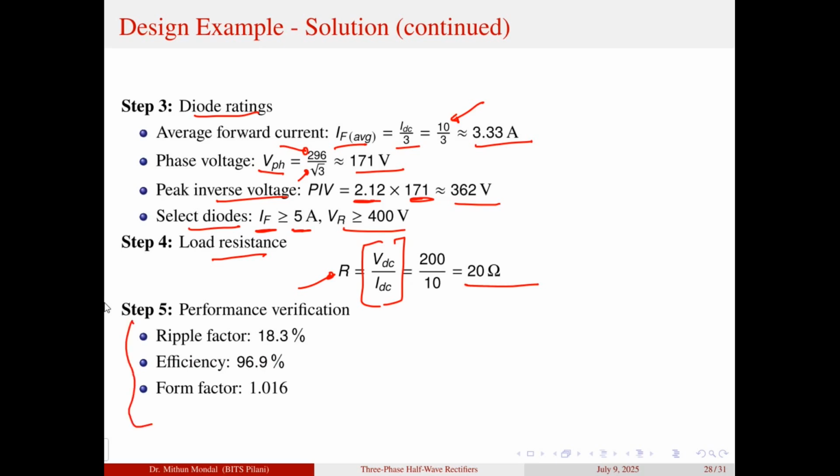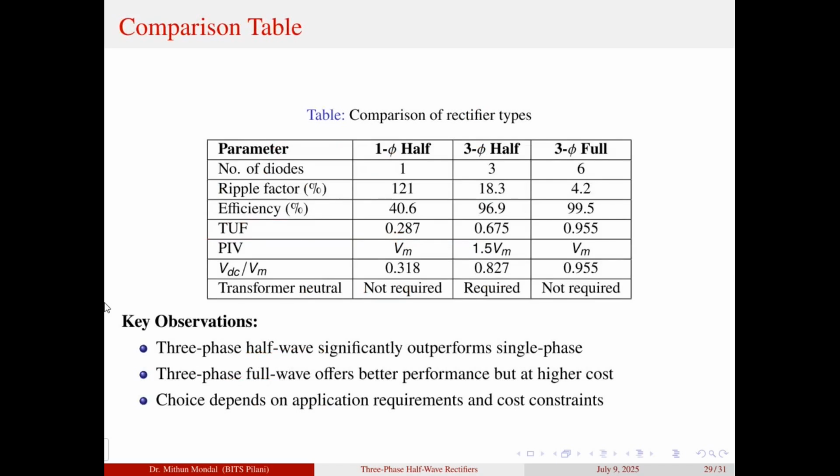The performance parameters for this three-phase half-wave rectifier will have a ripple factor of 18.3 percent, efficiency around 96.9 percent, and a form factor of 1.016. The comparison table of single-phase half-wave rectifier, three-phase half-wave rectifier, and three-phase full-wave rectifier we will discuss in the next lecture, but we have already covered the single-phase half-wave rectifier in the previous lecture, and in this lecture we have seen three-phase half-wave.